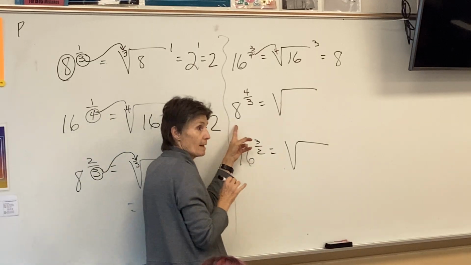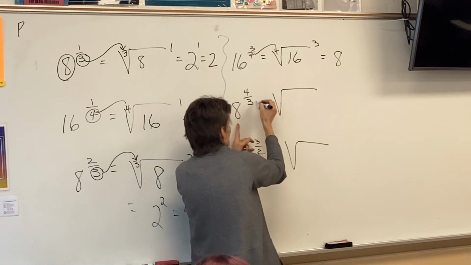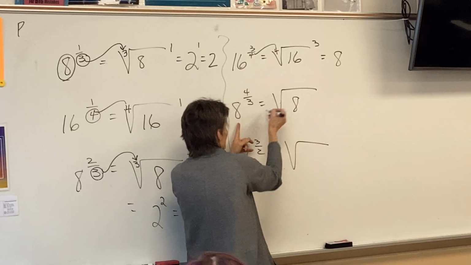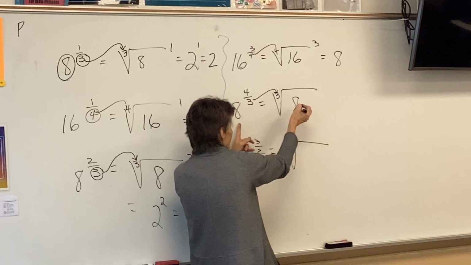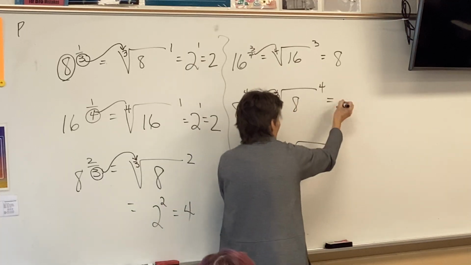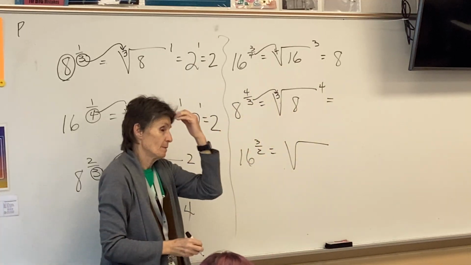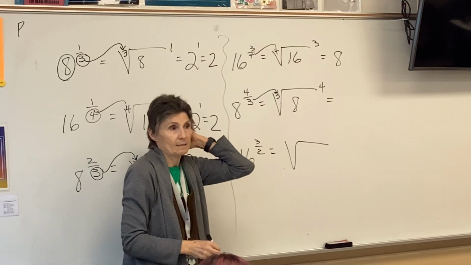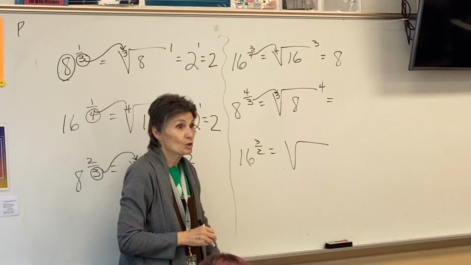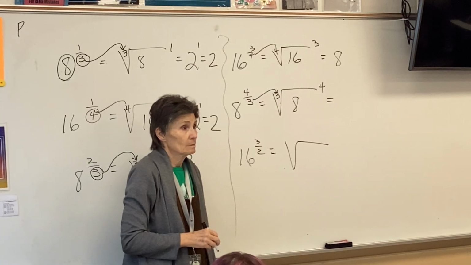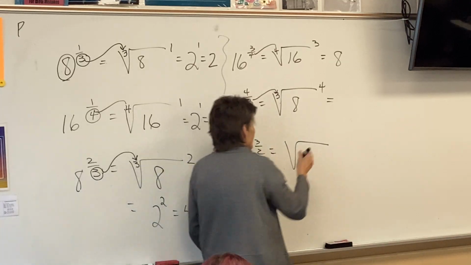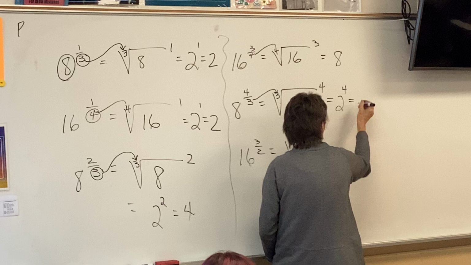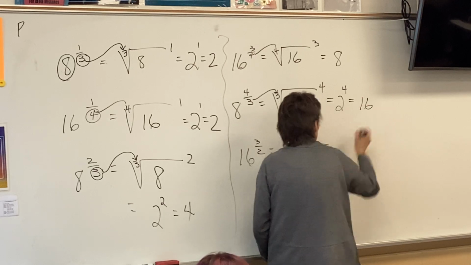Okay, what's this one say? Cube root of 8 to the 4th power. Right, one step at a time. What's the cube root of 8? 2. Everybody okay with that? And then I'm fourthing it. What's 2 to the 4th power? 16.